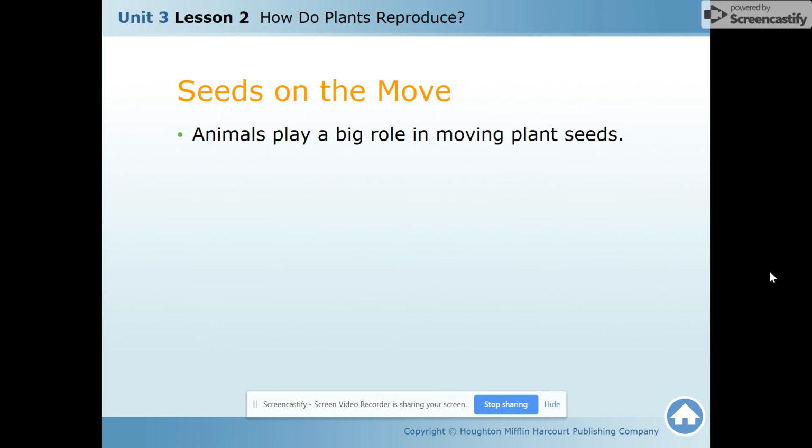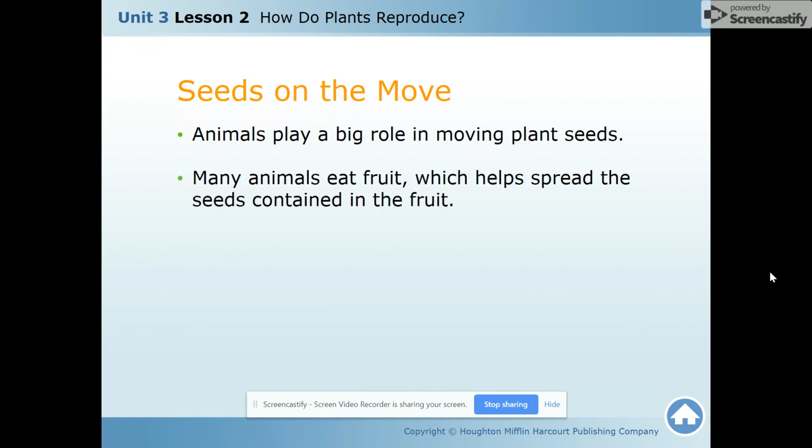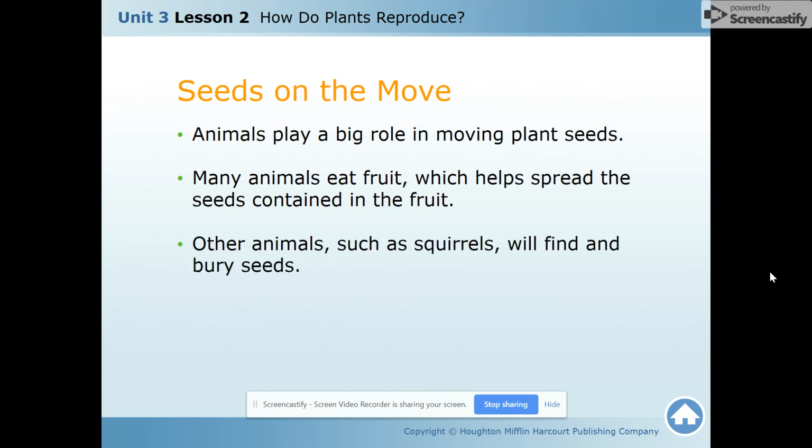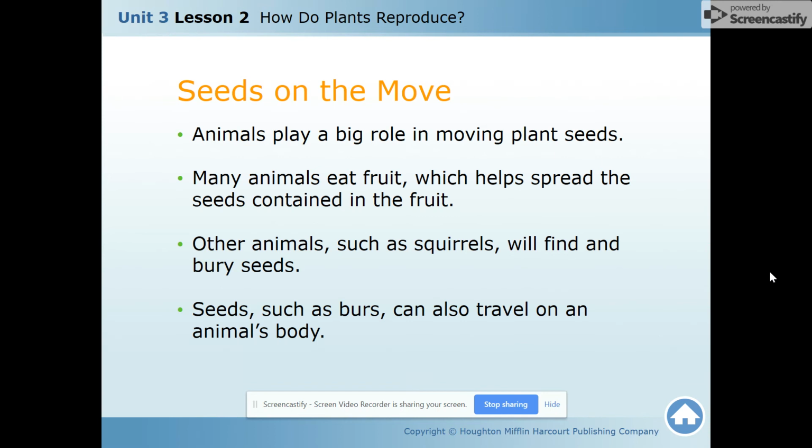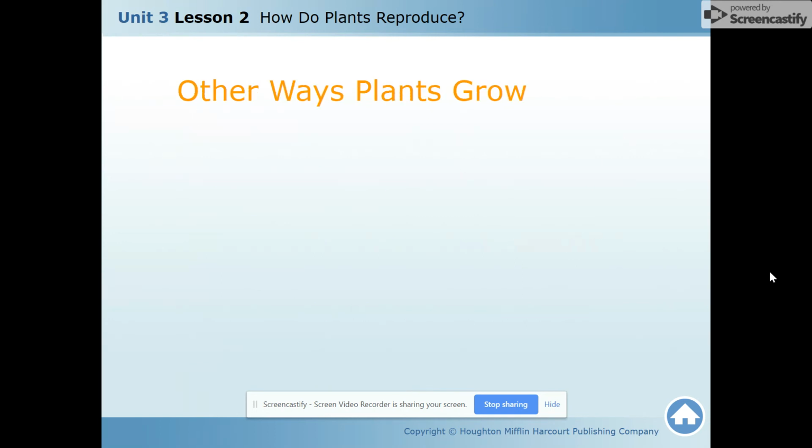Seeds on the move. Animals play a big role in moving plant seeds. Many animals eat fruit, which helps spread the seeds contained in the fruit. Other animals, such as squirrels, will find and bury seeds. Seeds can also travel on animals' bodies. Wind and flowing water also move seeds.